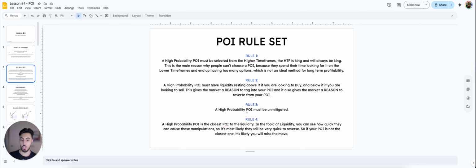Rule number 3: a high probability POI must be unmitigated. It should be fresh. And the last rule: a high probability POI should be the closest to the liquidity. On the topic of liquidity, we saw how quickly it can cause manipulation, so it's most likely the market will be very quick to reverse. If your POI is not the closest one, it's likely you will miss the move.